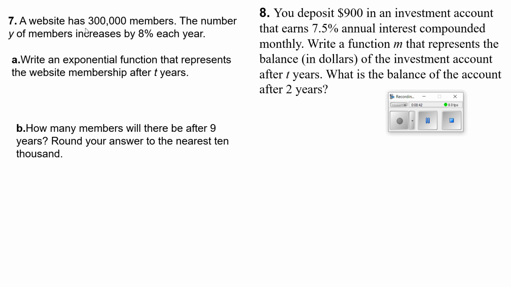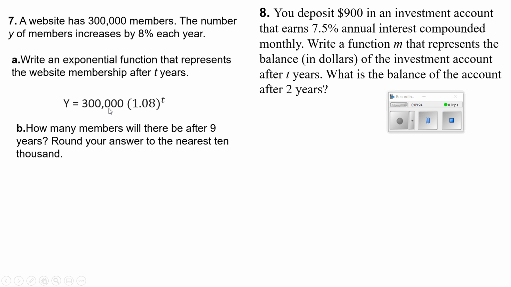Number 7 says a website has 300,000 members. The number y of members increases by 8% each year. This tells me an increase, right? This is going to be a growth. And we've got 8%. We can't use percent, so we're going to move the decimal over 2 places. So write an exponential function that represents the website membership after 2 years. Initially we have 300,000. We're probably going to have to multiply that by 1 plus 0.08.